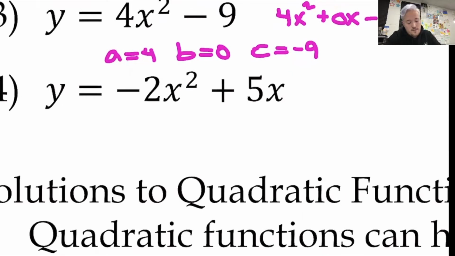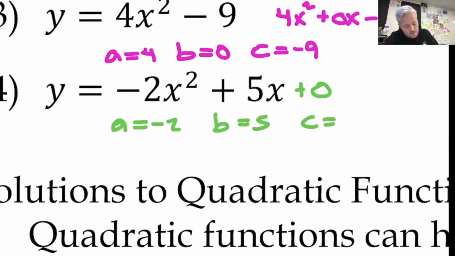Looking at this last one here, same idea, except instead of missing the b term, now we're missing the c term. So in this case, your a value is negative 2, b value is positive 5, and c value of 0.